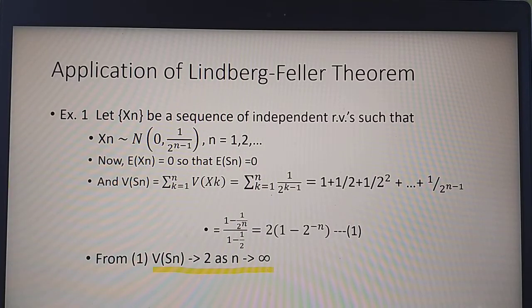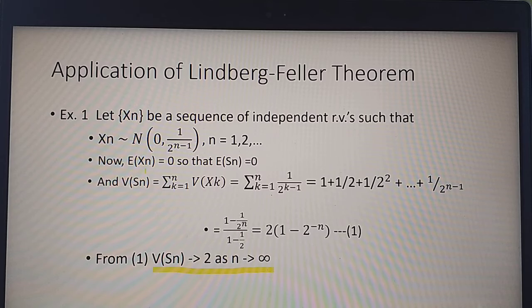Here we will do the application of the Lindeberg-Feller theorem. The first example is that Xn is a sequence of independent random variables. Xn follows normal with mean 0 and variance 1 by 2 to the power n minus 1, and n goes from 1 and so on.